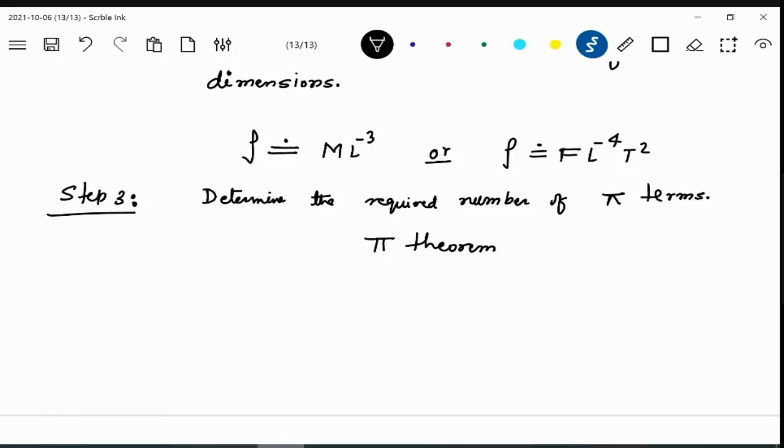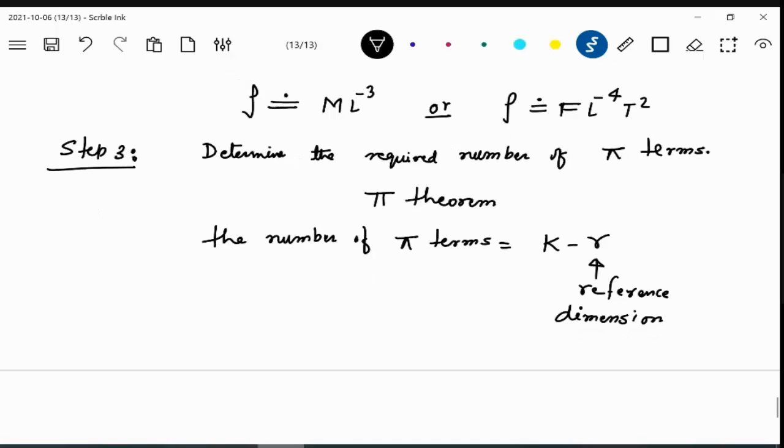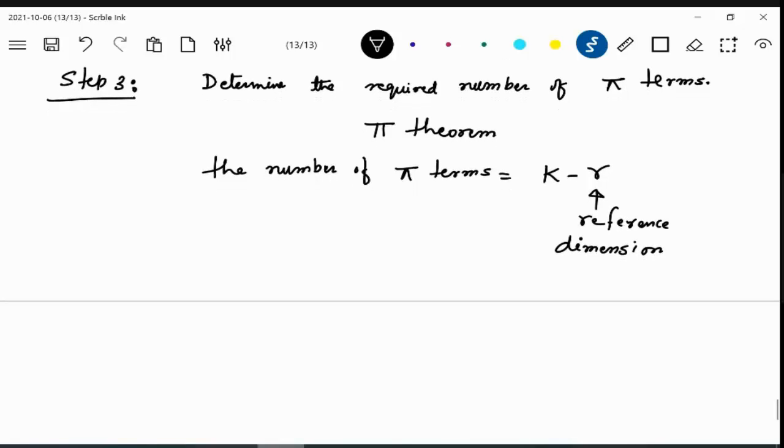So using this pi theorem, the number of pi terms is equal to k minus r, where r is my reference dimension, and k is the number of independent variables. The reference dimension can be less than the basic dimension in case the basic dimensions appear in combination. So as I said, the reference dimension can be less than the basic dimension.